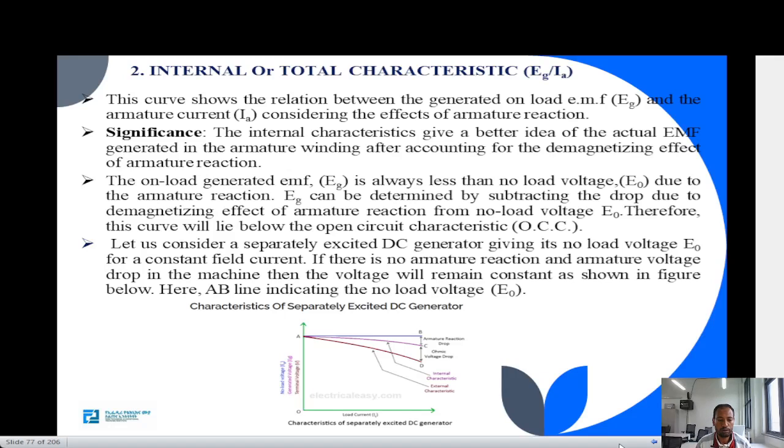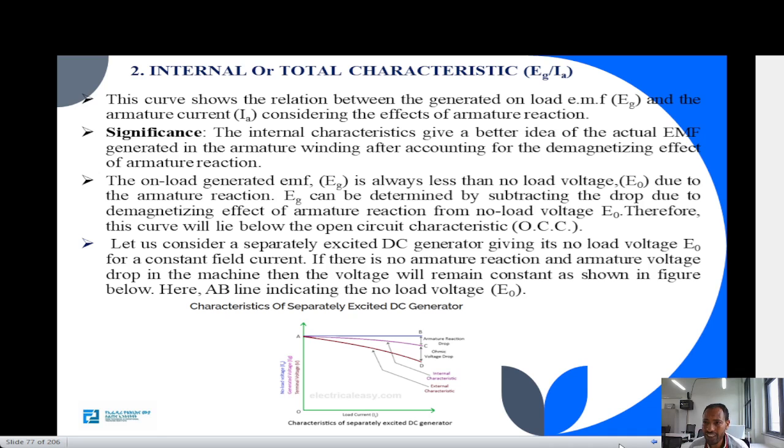Okay, let us continue from where we stopped. The second characteristic of a DC generator is the internal or total characteristic of the DC generator. We have seen the open circuit characteristics of our DC generators, and the next is the internal one.